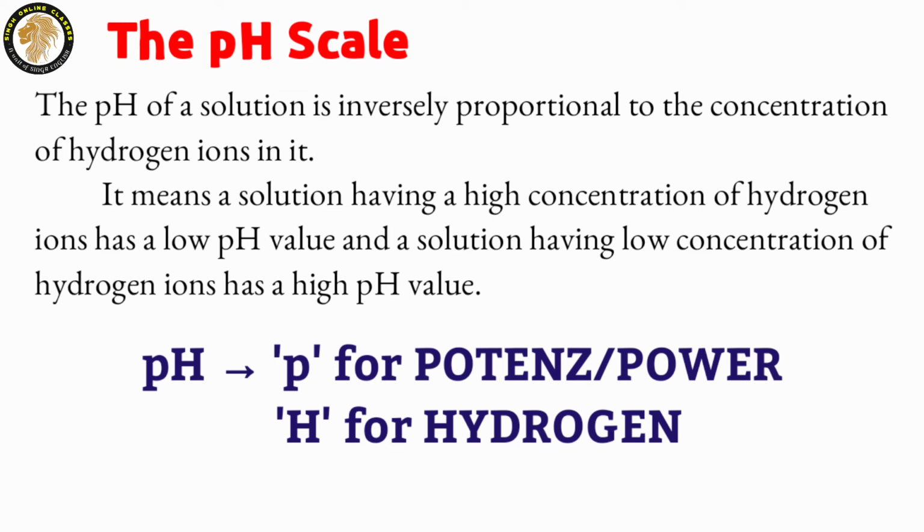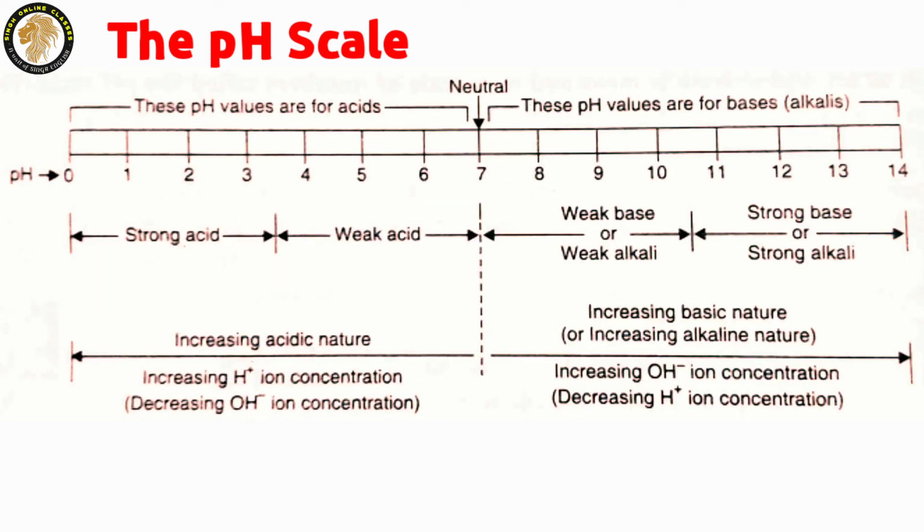The strength of an acid or a base is measured on a scale of numbers called the pH scale. The pH scale has values from 0 to 14. Here we have to understand that pH is a pure number. It has no units.